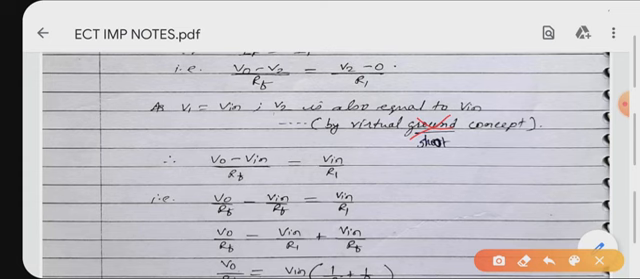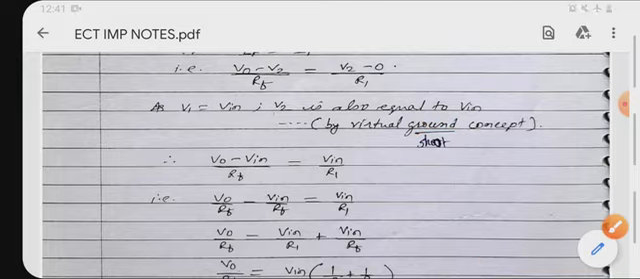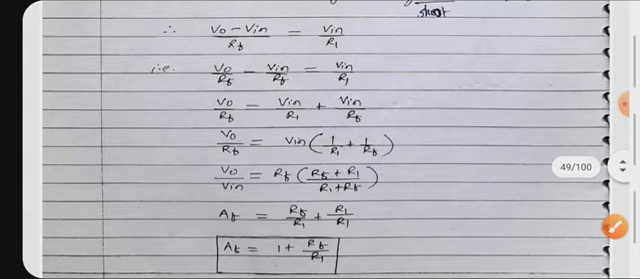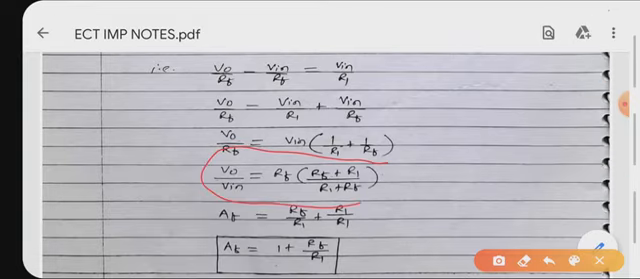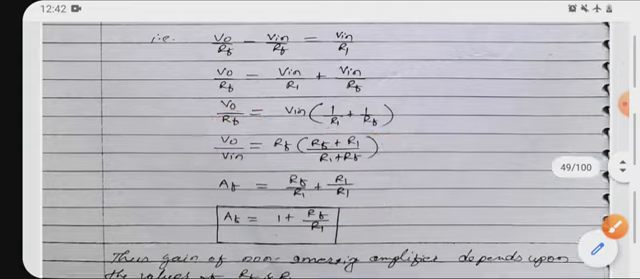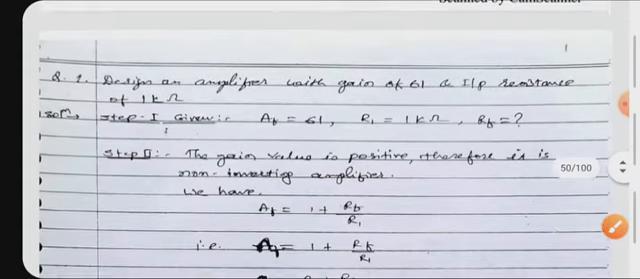Okay, so applying this concept, you will get the equation as VO by Vin is equal to RF plus R1 divided by R1, that is, RF by R1 plus 1. VO by Vin is nothing but AF, that is output upon input gain, and rearranging the terms, finally you will get AF is equal to 1 plus RF by R1. This is the final equation of gain of non-inverting amplifier. AF is equal to 1 plus RF by R1. Okay, so there is no negative sign.